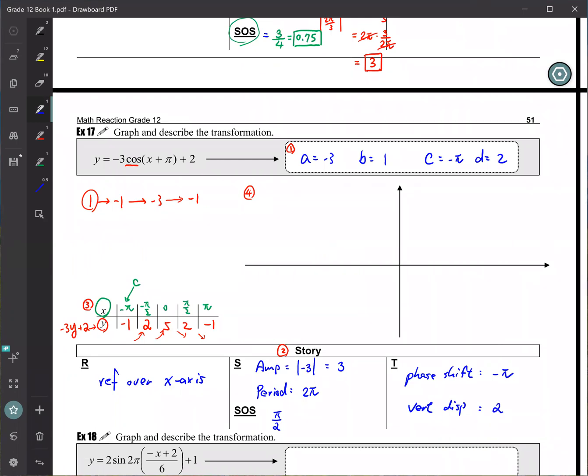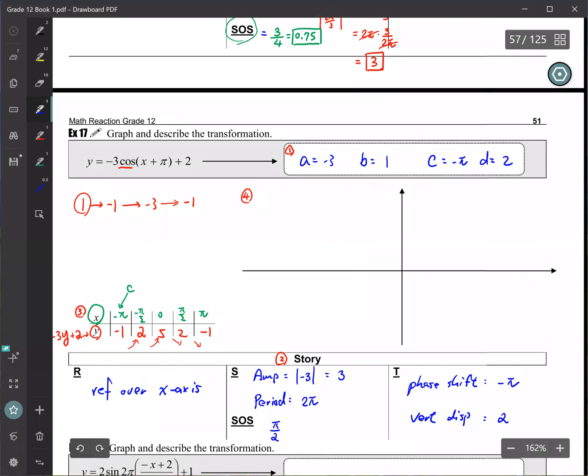Have you all finished the graph? Can you raise your hand if you finished the graph? Okay, all right. Let's draw the scale first. Negative pi and pi. 1, 2, 3, 4, 5. And lowest is at -1. Negative pi is -1. Negative pi over 2 is 2.